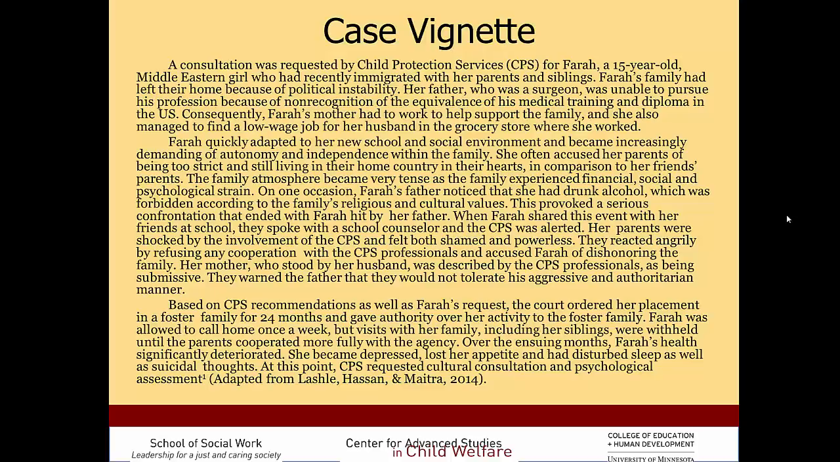Based on CPS recommendations as well as Farah's request, the court ordered her placement in a foster family for 24 months and gave authority over her activity to the foster family. Farah was allowed to call home once a week, but visits with her family, including her siblings, were withheld until the parents cooperated more fully with the agency.